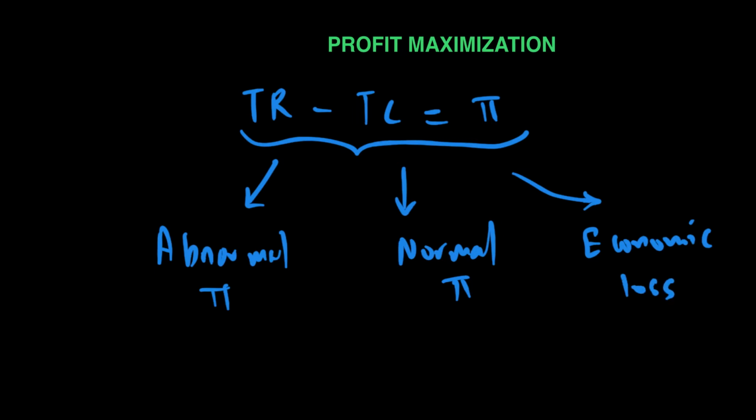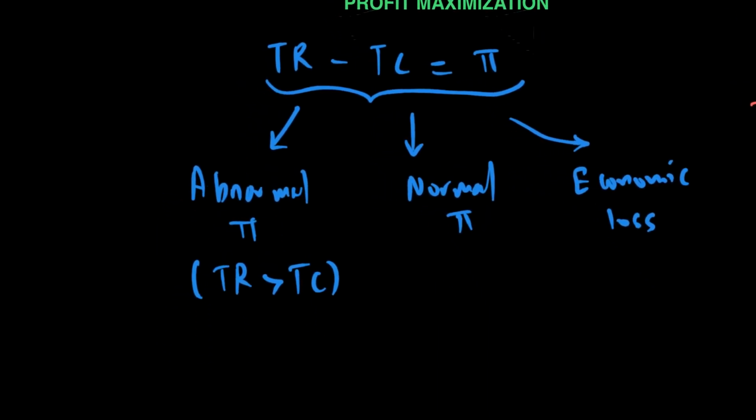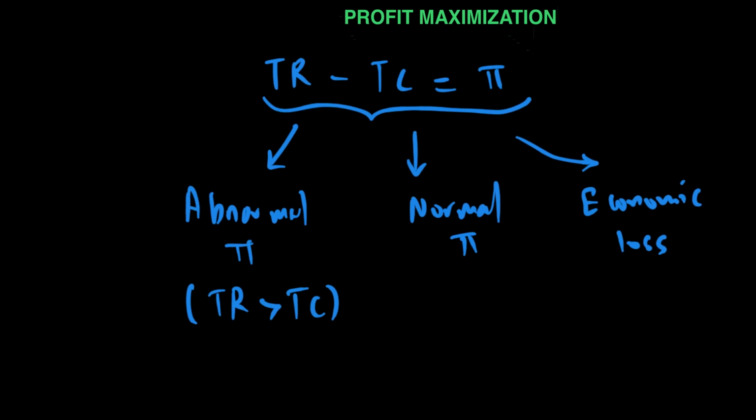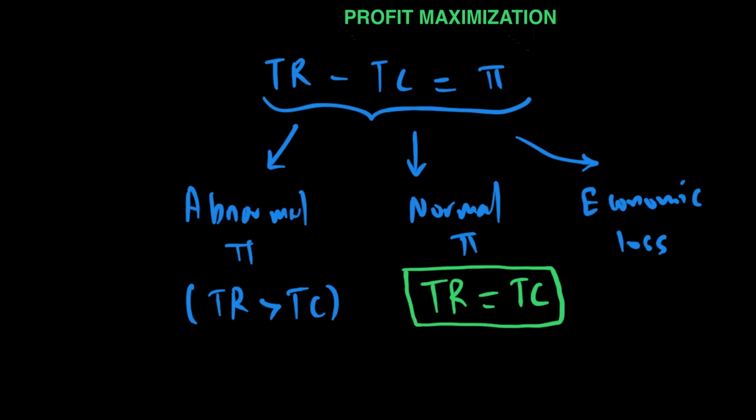Abnormal profit is basically simply total revenue being greater than total cost. This is what we also call sometimes supernormal profit in economics, simply where we say that total revenue is greater than total cost, while normal profit is where total revenue is equal to total cost. Remember, this total cost means both implicit and explicit cost. So even your opportunity cost is covered, while economic loss is a situation where total revenue is less than total cost.